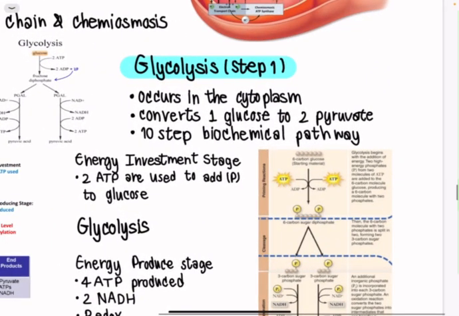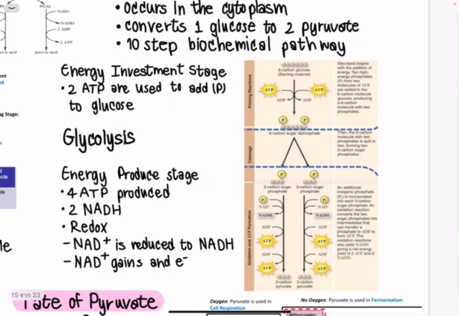So let's see the first step, glycolysis. It occurs in the cytoplasm and converts one glucose to 2 pyruvate. It is a 10-step biochemical pathway. Energy investment stage: 2 ATP are used, added to glucose. Energy production stage: 4 ATP produced by substrate-level phosphorylation. NAD+ is reduced to NADH; NAD+ gains an electron. 2 molecules of pyruvate. Pyruvate still has energy to be extracted.